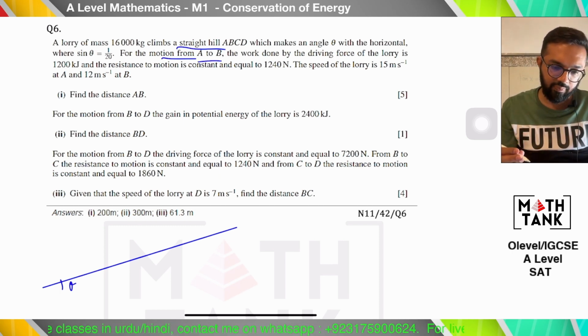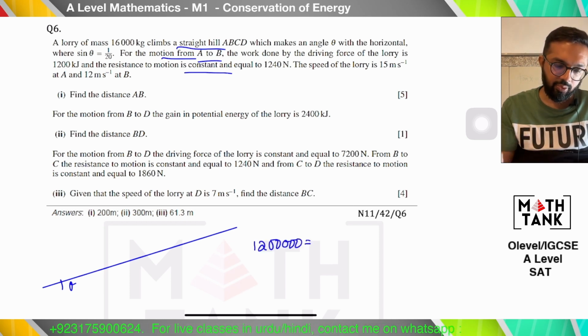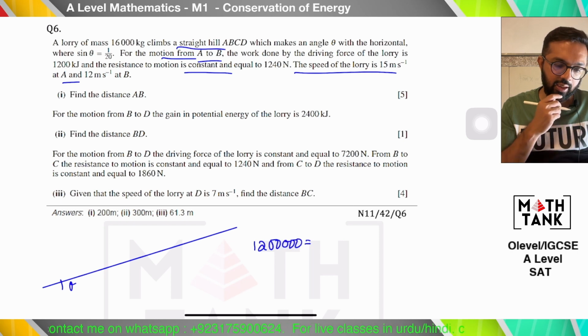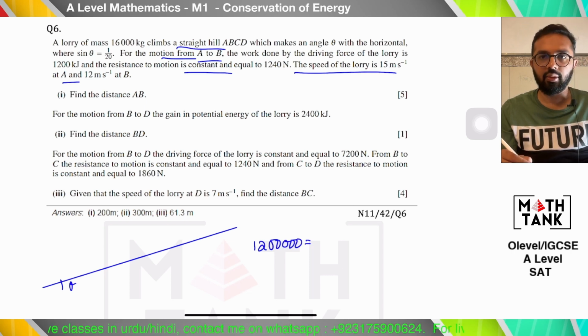The work done by the driving force of the lorry is 1200,000 joules, and the resistance to the motion is constant and equals 1240. The speed of the lorry is 15 at A and 12 at B. Find the distance AB. Okay, so I'm going to again use my formula.